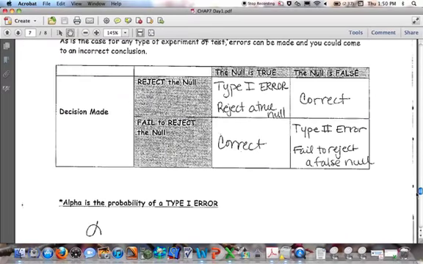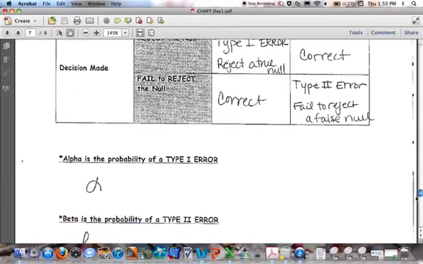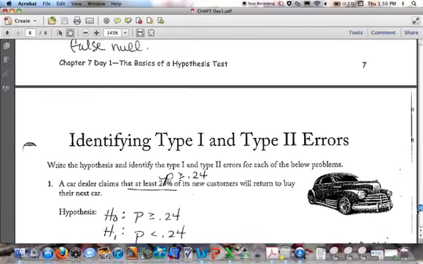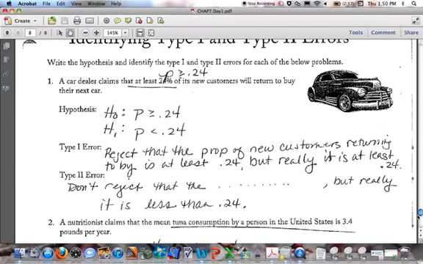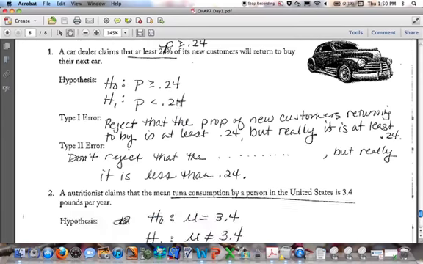Or I can do the type 2 error, so I fail to reject a false null. So I don't reject that the proportion is really at least 0.24, but really it is less than 0.24. So again, I make another mistake here. I am not rejecting this, so I still believe this. However, it really is less than this. Both of these mistakes are feasible to make.